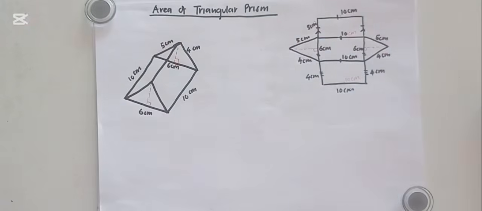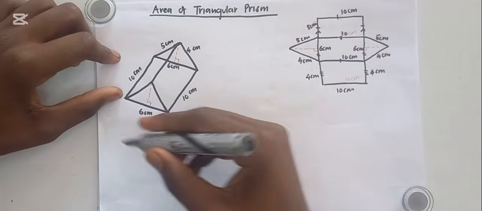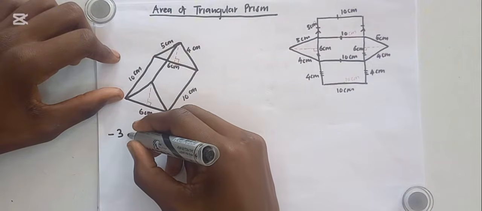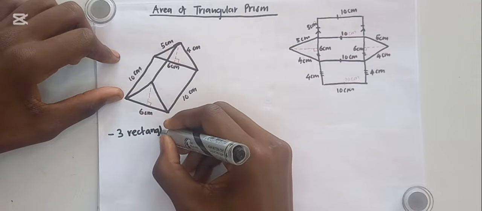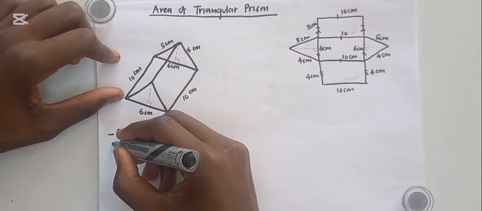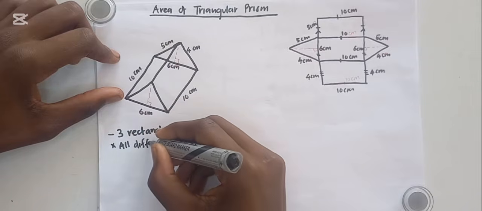What I want you to understand first about a triangular prism is that a triangular prism is formed by three rectangles. It's formed by three rectangles, and those three rectangles are all different.